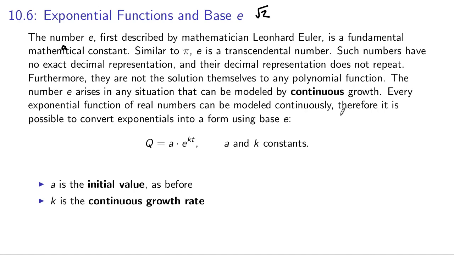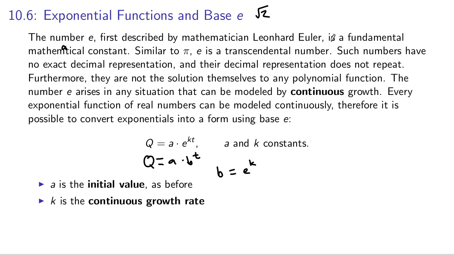Every exponential function of real numbers can be modeled continuously, so therefore it is possible to convert any exponential into the form where we have a base of e, a times e to the kt, for constants a and k. So a here is the initial value, which is the same initial value that we had here, but k is what's known as the continuous growth rate. Okay, so you can see b equals e to the k, where e is this number that Leonhard Euler first described.